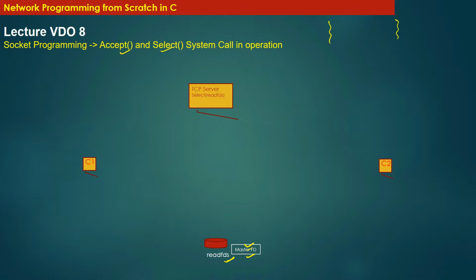So going forward, let us say we have a client C1 and it connects to the TCP server. The first step, the client C1 sends a connection request to the TCP server, and at that point of time the TCP server is actually waiting on the select system call. And in the read-FDS set, there is only one master socket, there is only one file descriptor which is being monitored, and that file descriptor is master socket file descriptor.